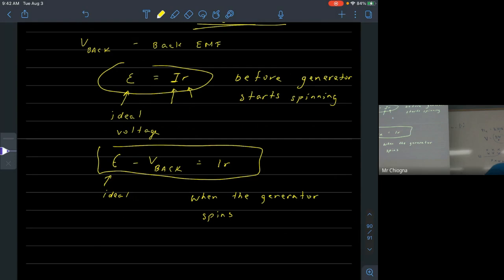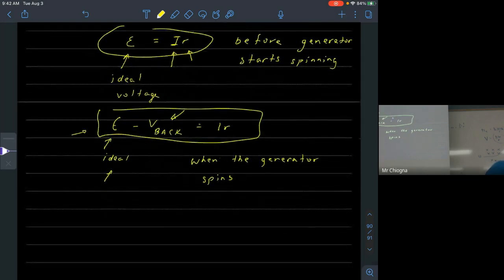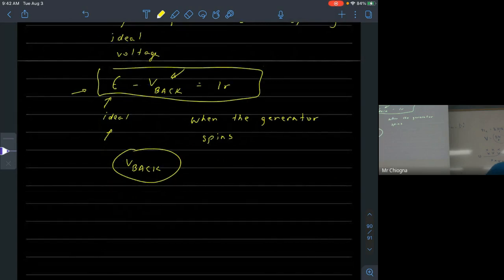Okay, so here's the confusing part. This makes sense in terms of what's happening. This voltage is subtracting from what you started off with. We usually rearrange this in terms of the back EMF. So if you rearrange in terms of V back, that's what we want. So let's just rearrange it. E minus IR is equal to V back. I just put the IR over here and then the V back over here. That's your new equation. That's the way you usually see it written.